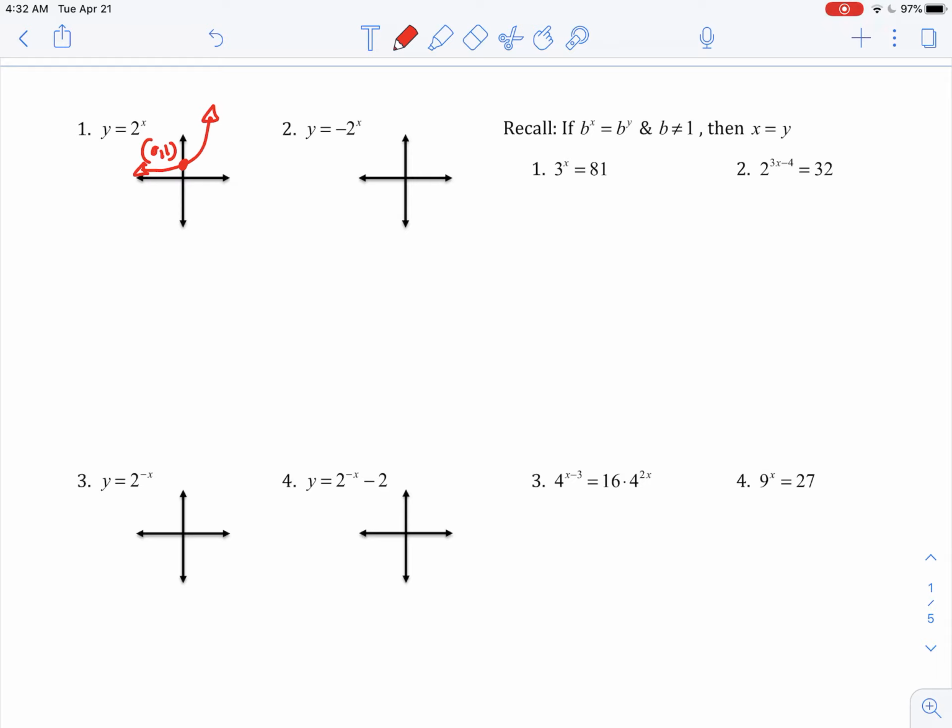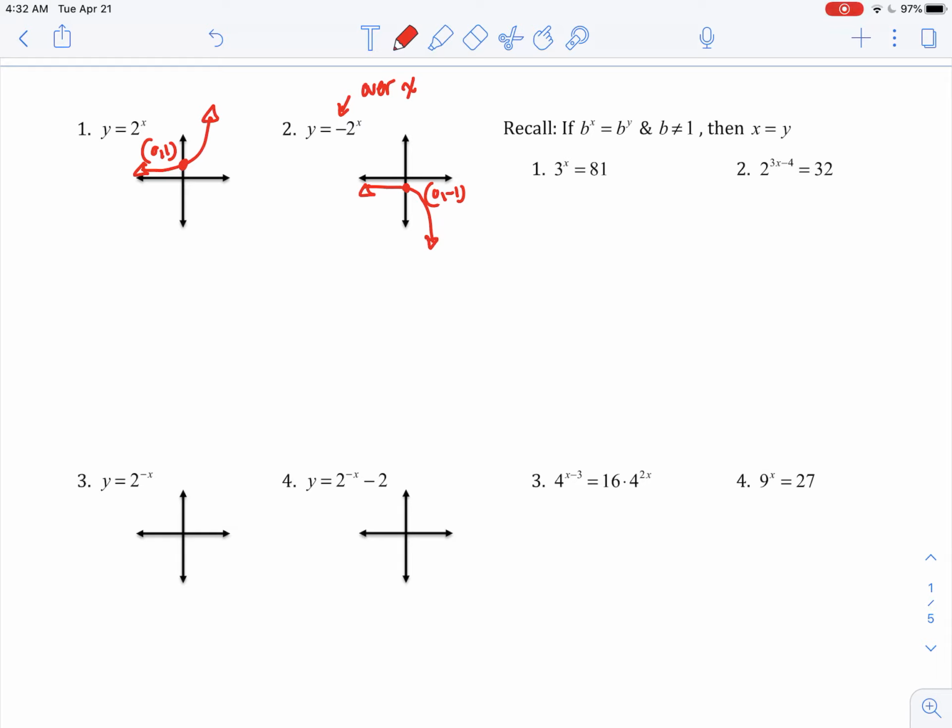If we look at the graph on number 2, y = -2^x, we know that a negative out in front of our function tells us to flip that graph over the x-axis. So if we take our basic graph in number 1 and flip it over the x-axis, now we're looking at something that looks like that, where if we solve for our y-intercept, replacing x with 0, we would get a negative 1.